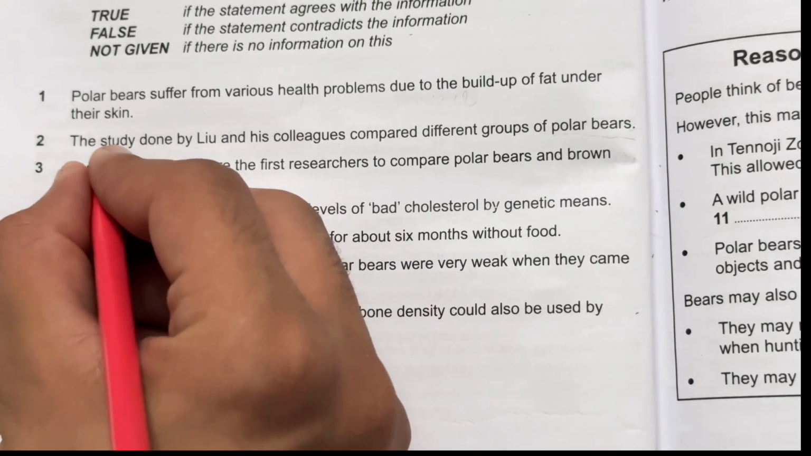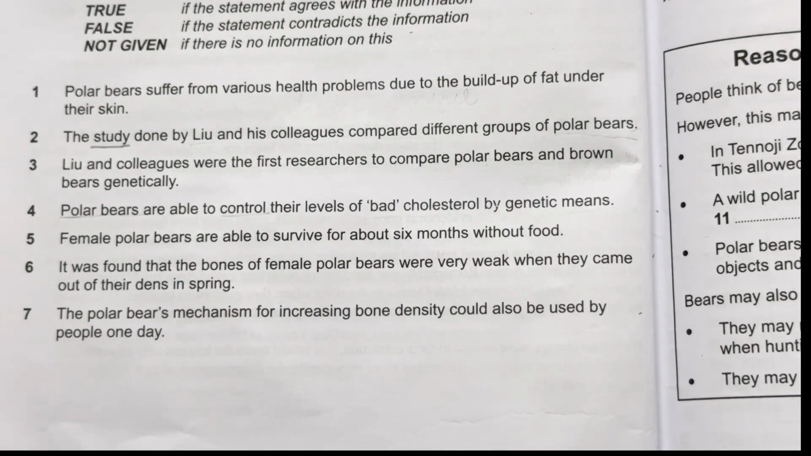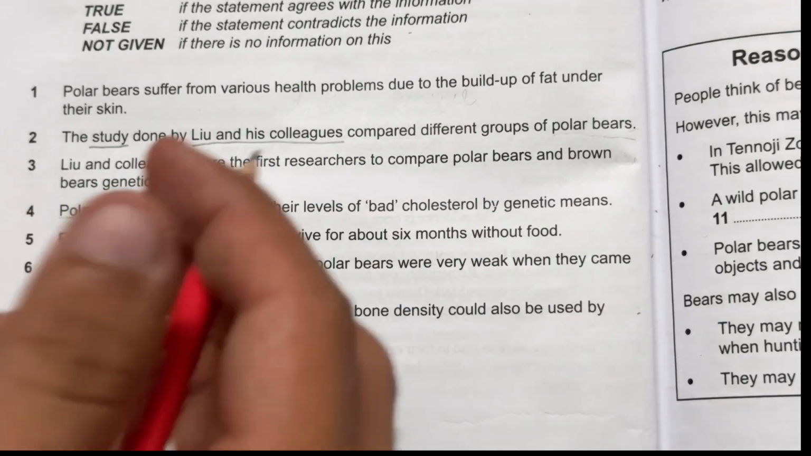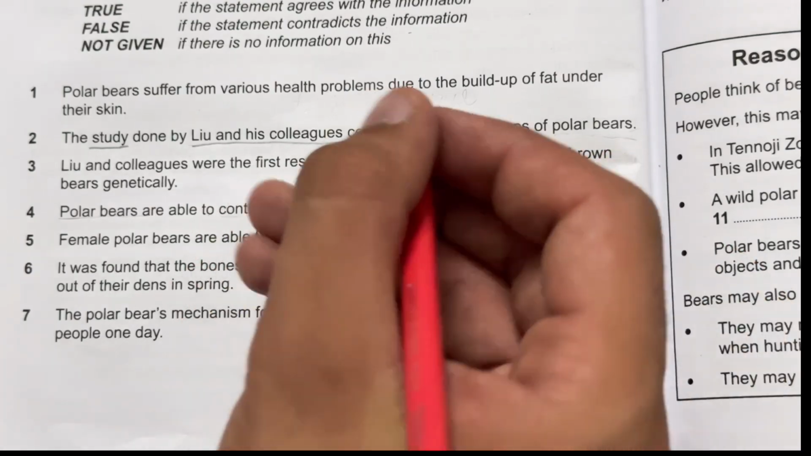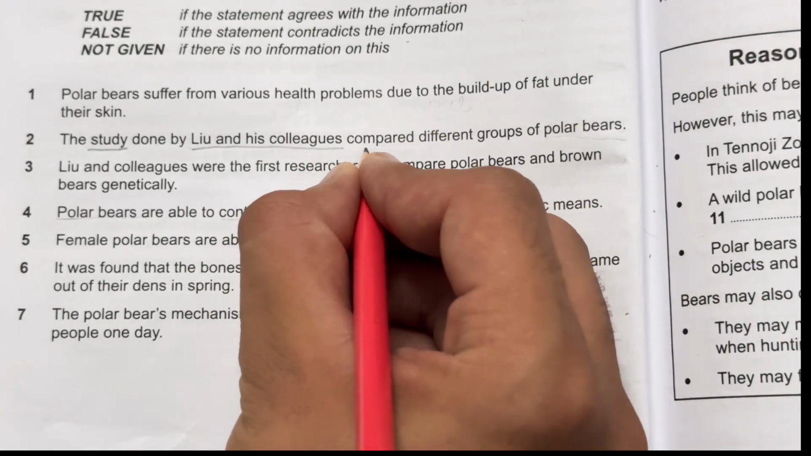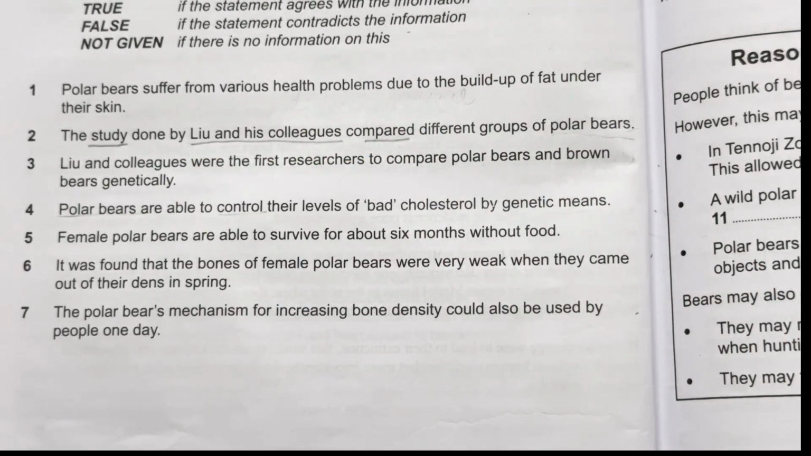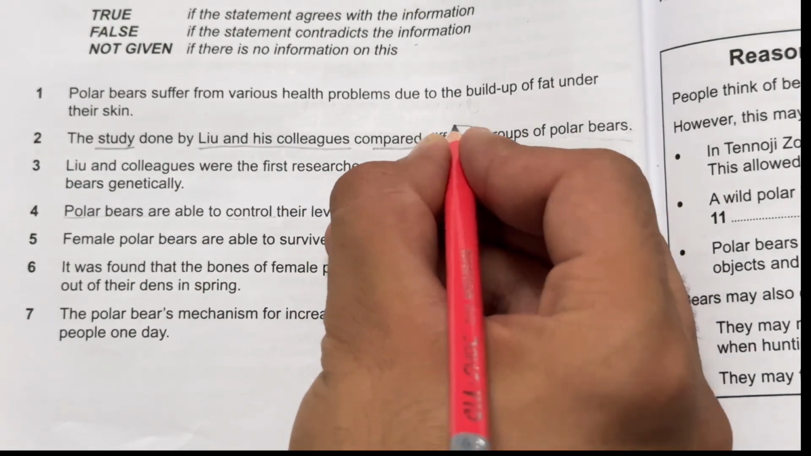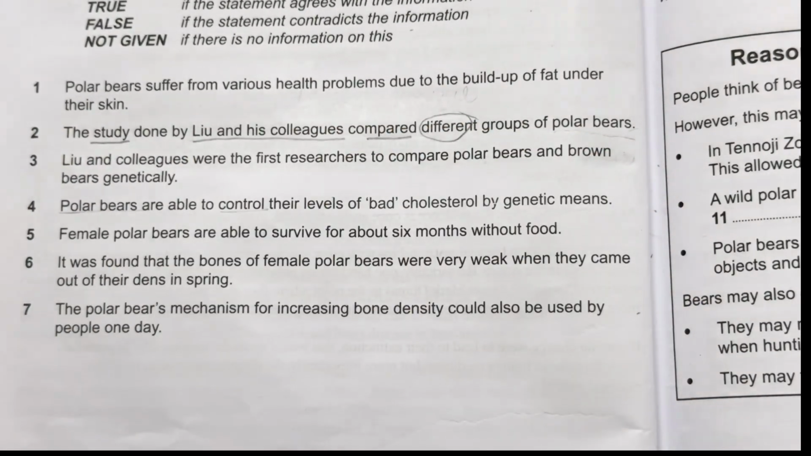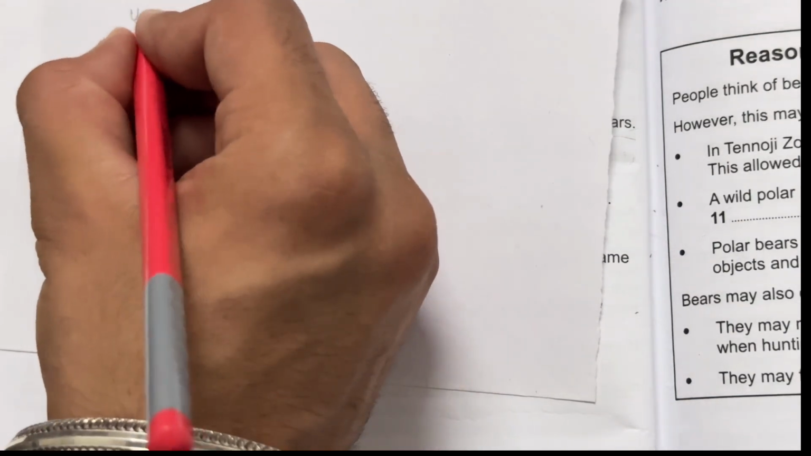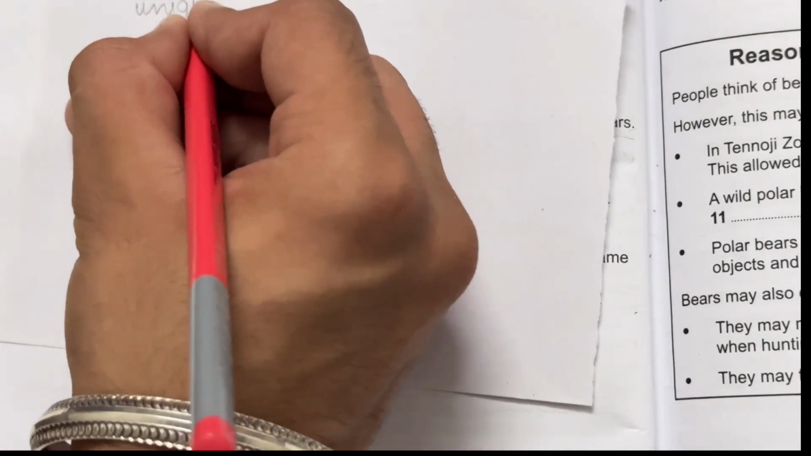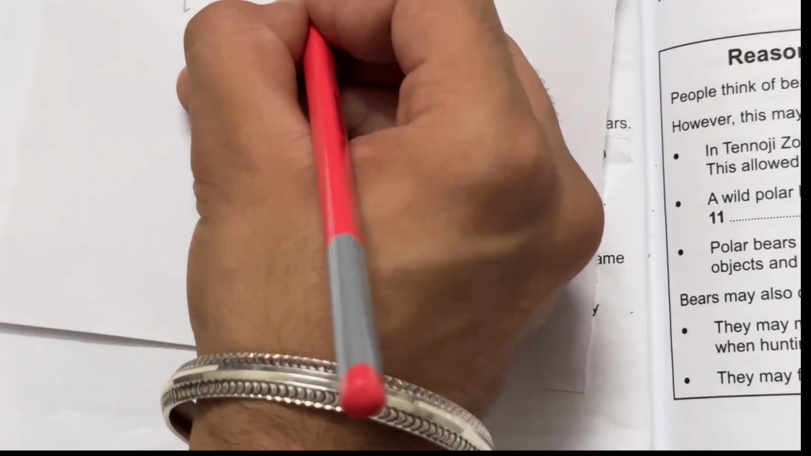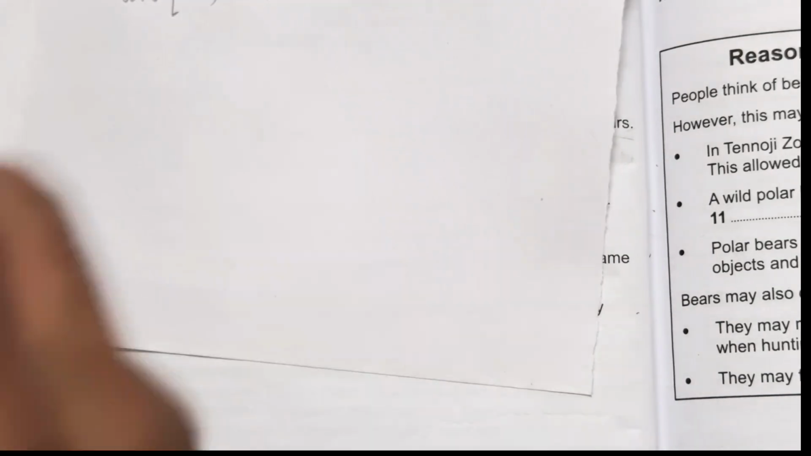So here is a study going on. We'll underline study. Liu and his colleagues, these people should be present. Compared different groups of polar bears. The verb over here is compared, meaning they are comparing different groups. One word, different, is over here. Different can also be written as unique, distinct, okay, because they are different.